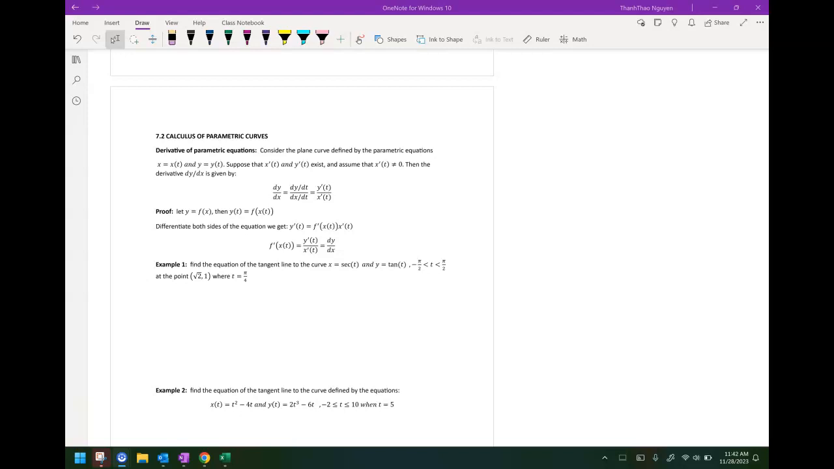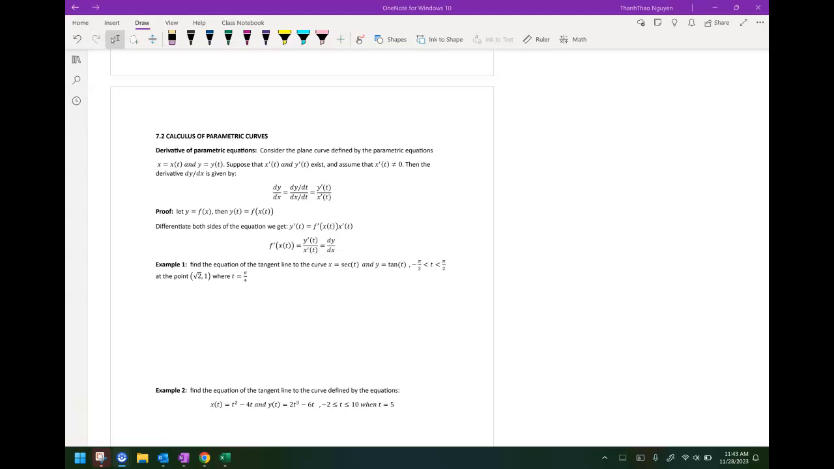Let y equal f of x, and then y of t is equal to f of x of t. So when we take the derivative of both sides, we have to use the chain rule. Then we have f prime of x of t equal y prime of t divided by x prime of t, which equals dy/dx.